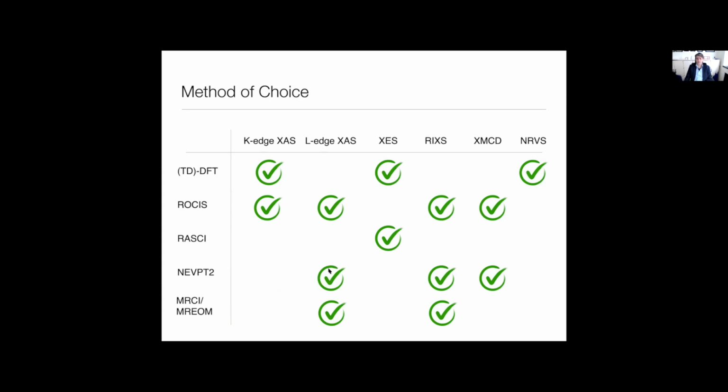It's a bit more expensive than ROCIS, so if you want higher accuracy and you can afford it, then NEVPT2 is a great choice. Also for RIXS and also for XMCD, same comments. It's a step up from ROCIS, but also it's a step up in terms of computational resources. And if you have tons of computational resources and a lot of patience, then you can also calculate L-edges or RIXS spectra, also XMCD, sorry, that's another omission here, that's a mistake in the table, from MRCI and MRCC calculations.